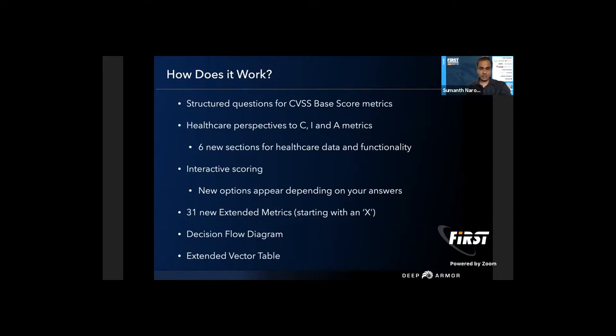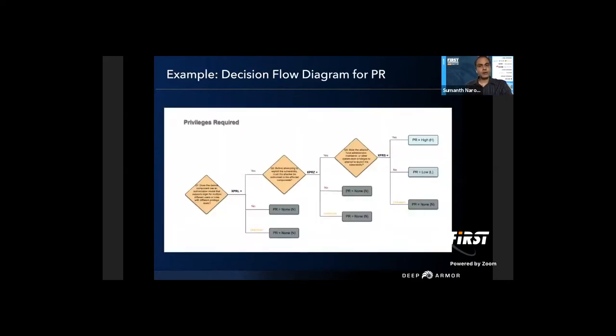And there are 31 new extended metrics. Each of these starts with an X. That can seem a lot, but actually they've made it simpler through these decision flow diagrams and extended vector diagrams. And what they are, if you look at one section, for example, privileges required, there are three new extended metrics here. You look at the text in bold, it's XPRL, XPRZ, and XPRS. And there are certain questions that you answer. These questions are more focused as compared to what the core CVSS spec says. So these are more specific to healthcare and medical devices. And as you answer yes, no, or unknown, you get new options and then you land at the privileges required outcome for that particular case.